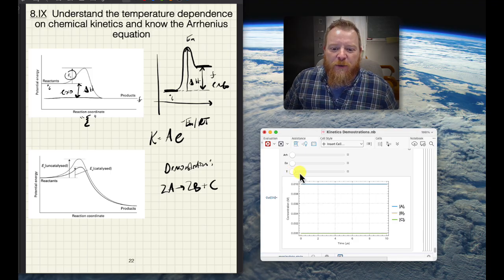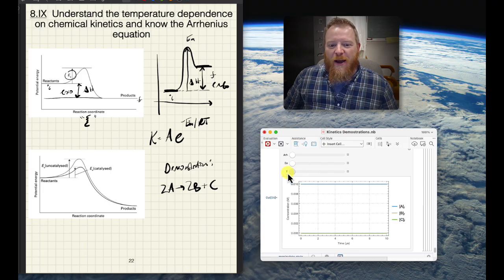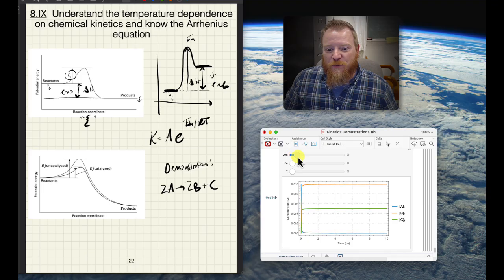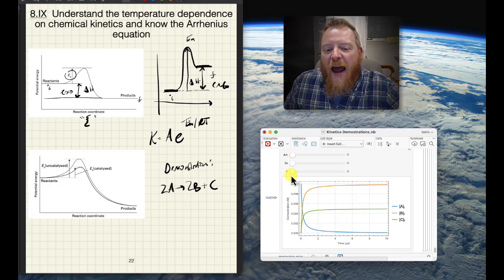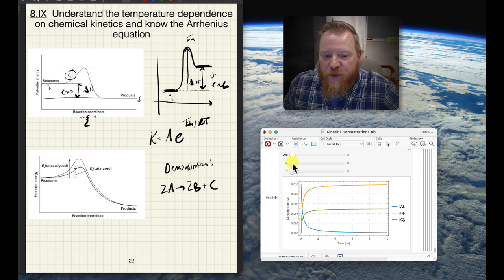So let's turn the temperature up on this reaction and see what happens. And we notice as I'm turning the temperature up, nothing is happening because I've turned the frequency factor off. So now let's turn the frequency factor on, and you can see I don't have to turn it on very much to get a reaction, right? So let's leave it at that kind of minimum value here. And now let's turn up the temperature. So this is still with an activation energy at 0.